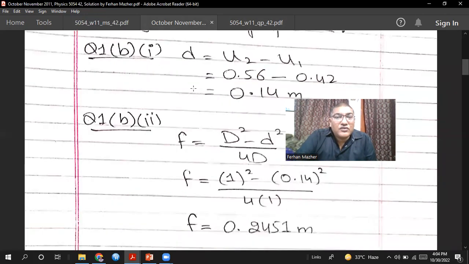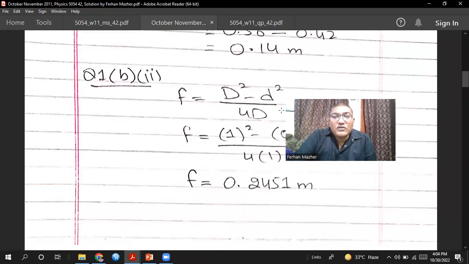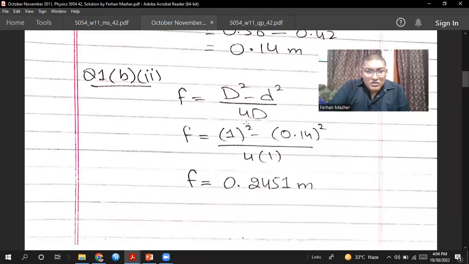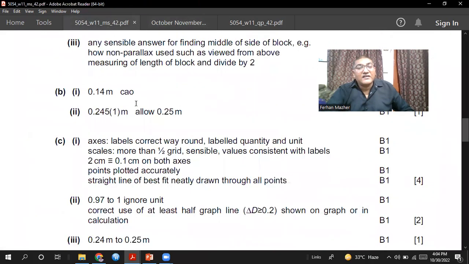Simply we will put the values and we can calculate the focal length. Okay, so let me show you. So here we go. f equals D squared minus d squared divided by 4D. So that will be 1 squared minus 0.14 squared, and the whole thing divided by 4 into 1. When you enter these values in your calculator, your answer will be 0.2451 meter. So the focal length is 0.2451 meter. So let's check. Okay, so that is the answer.